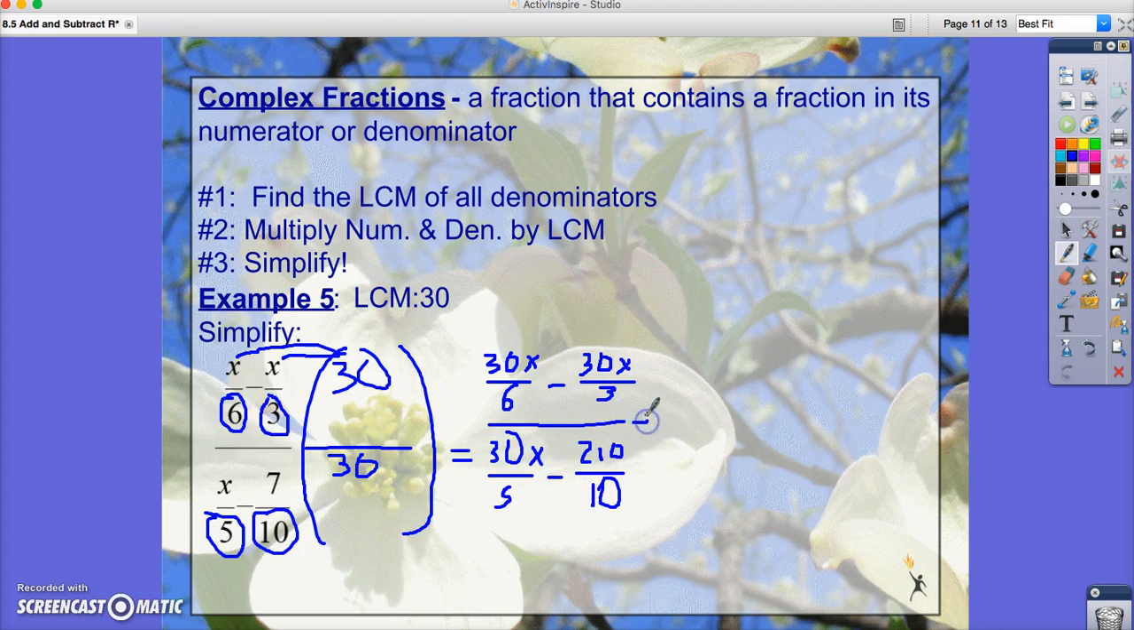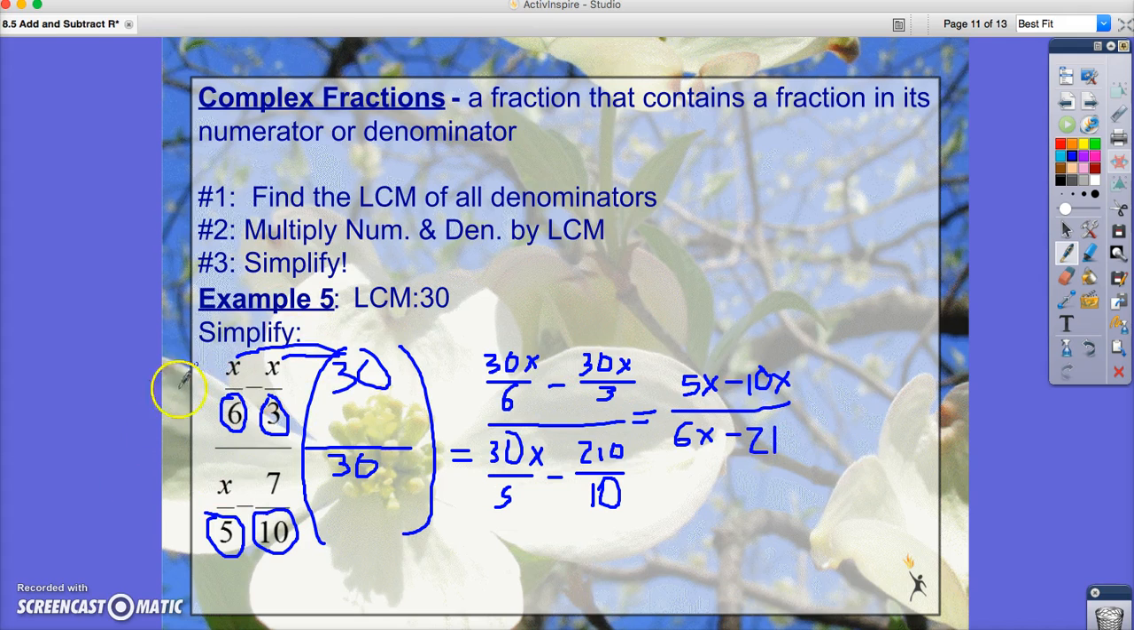Now the reason why we multiply not by what's missing, but exactly the LCM is the nice part, because these little fractions are going to disappear, and here's how. So 30 divided by 6 is 5, right? So 30x divided by 6 is just 5x. So that first fraction simplifies to a whole number, minus 30x divided by 3 is 10x, over 30x divided by 5 is 6x, minus 210 divided by 10 is 21.